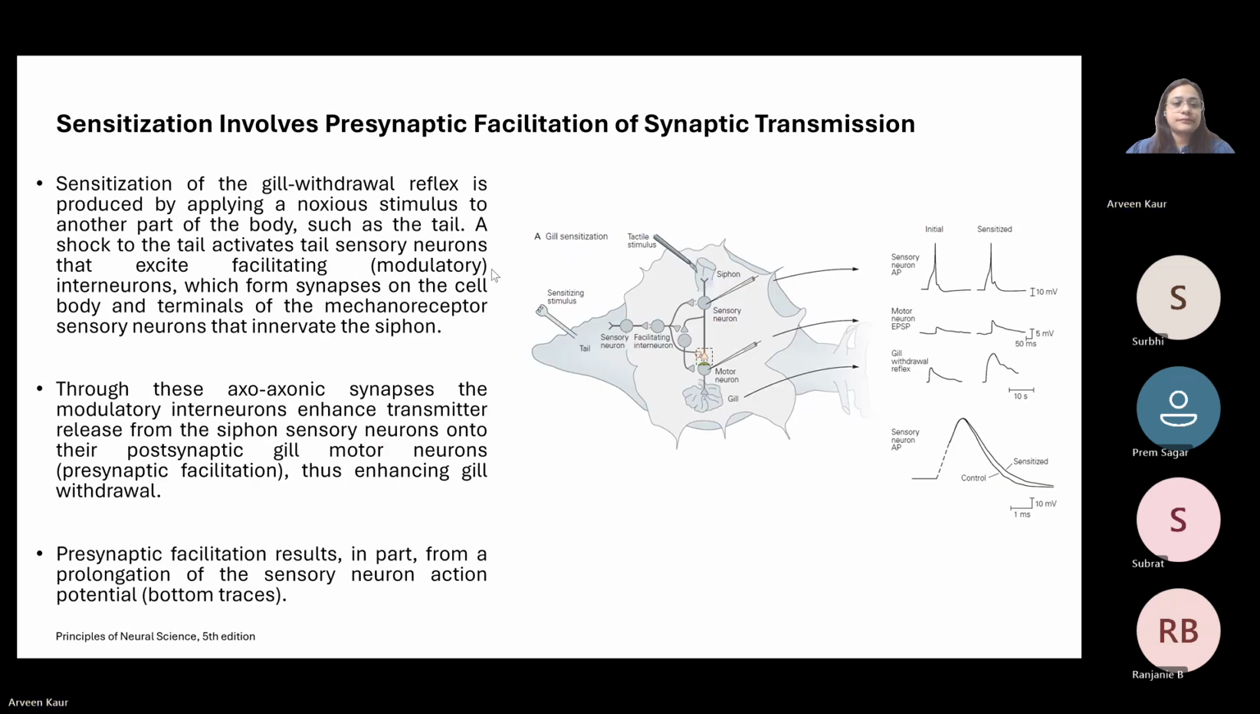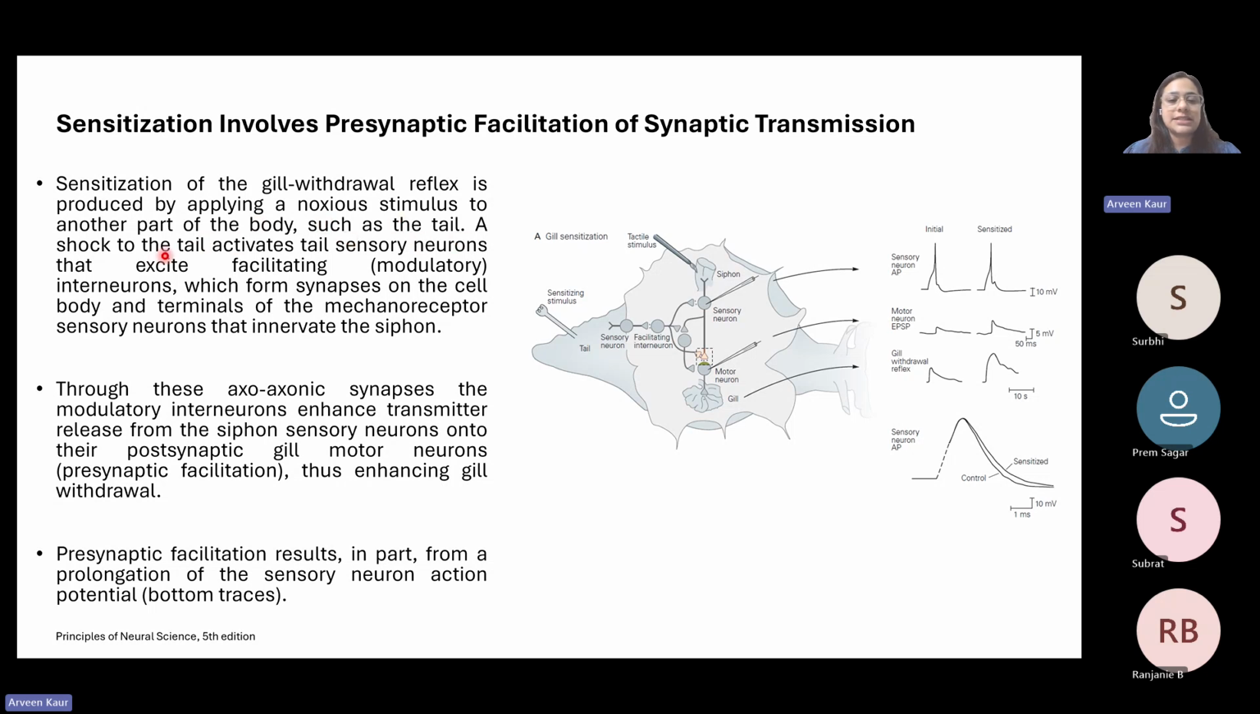So this is what happens. Sensitization involves presynaptic facilitation of synaptic transmission. Over here, you can see this is gill sensitization, similar to what we had talked about. In habituation, what was happening? There was no motor response to the same action potential of the sensory neuron. Right over here, you can see there is an increased motor response to the same action potential from the sensory neuron.